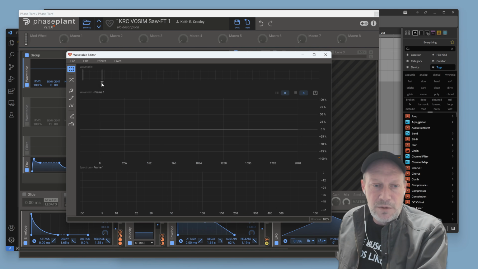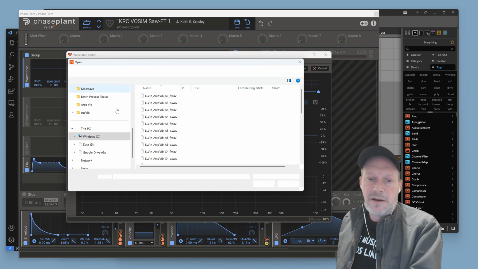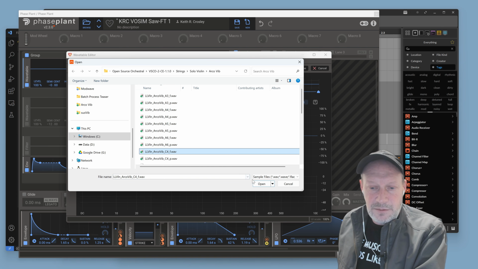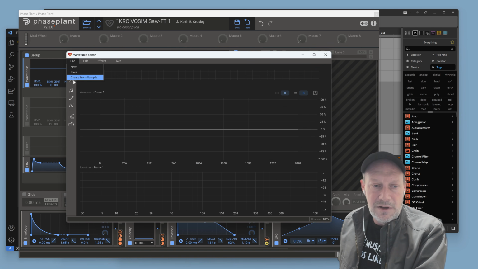We can say new, and then we can say create from sample, and we can go grab some audio sample from our system. And let's go into here. Is this the one that's misbehaving? Because mostly its conversion works really well. Yeah, that's the one that misbehaves. That's really bad. Let's try a different articulation, shall we? We'll go new, create from sample.